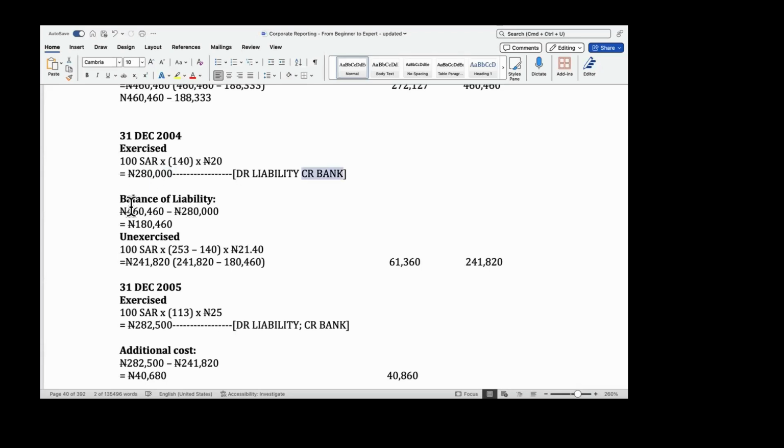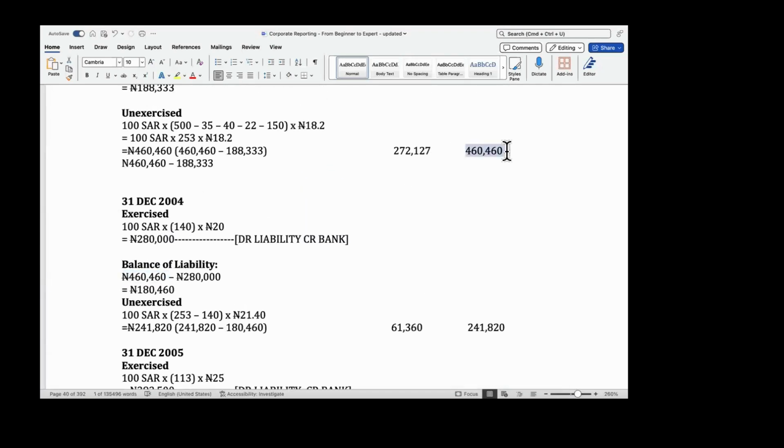So the balance of my liability is the opening liability, which is 460,460, the balance from year 3. Then I will need to pay this out of that, so minus 280,000, and that gives me 180,460. Having settled those 140 people, let's get the value of what I'm owing. Don't forget, the number of employees remaining at the end of the previous year was 253. Now, an additional 140 have exercised, so I'll be left with 113. So 113 multiplied by 100, multiplied by the fair value of those rights at the end of 2004, gives me 241,840, which I will take to my liability.